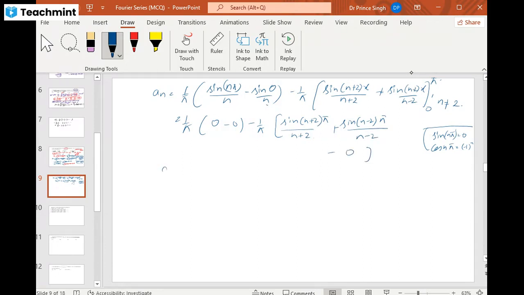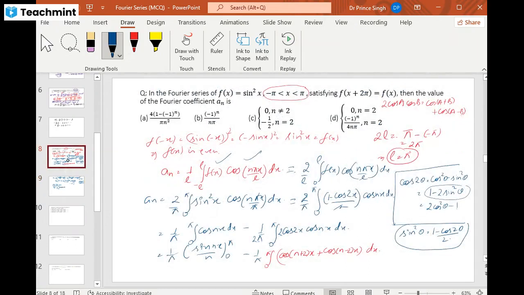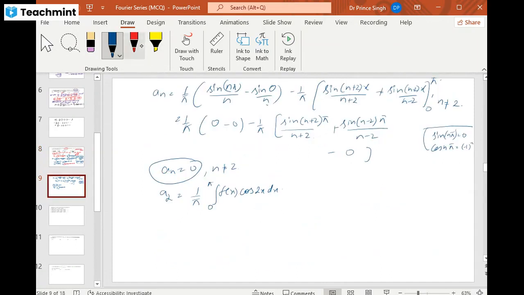So all the terms are 0, which means that the value of a_n is 0, but here n is not equal to 2. So what about a_2? Now we need to calculate a_2. In the formula of a_n, we replace n with 2 to get a_2, so its value is 1 upon pi times the integral from 0 to pi of f(x) cos 2x dx. Substituting the function, it is sine square x into cos 2x dx.